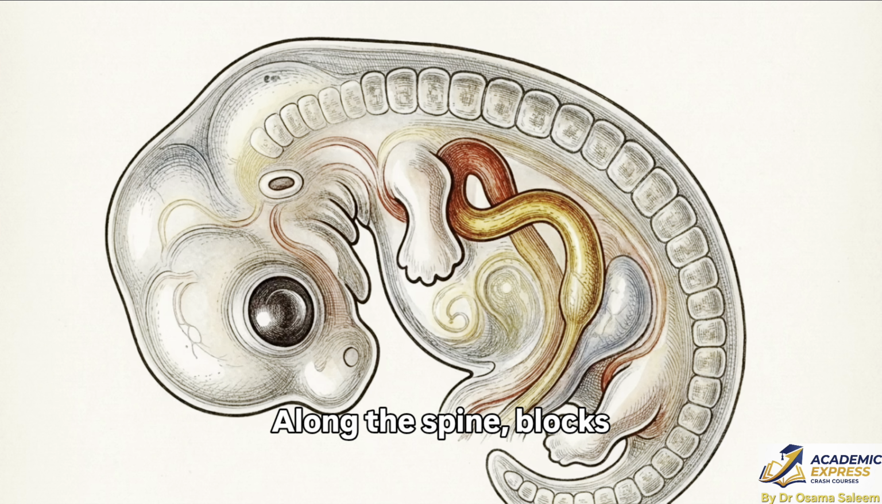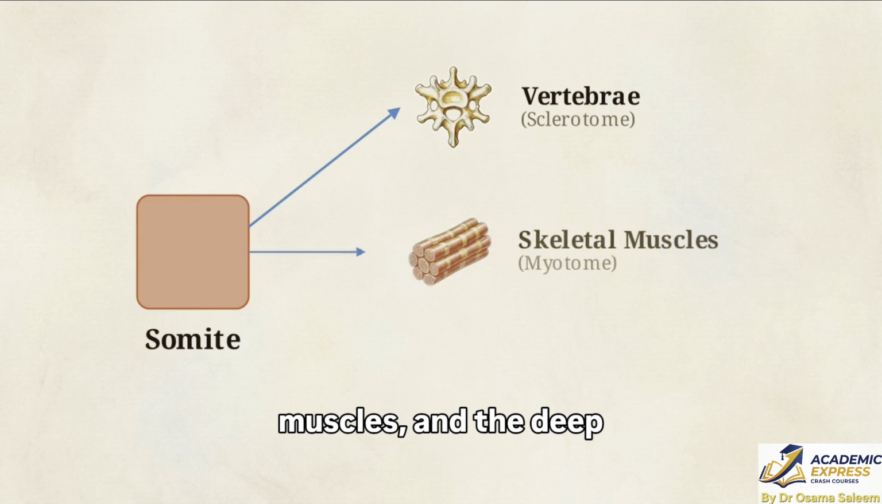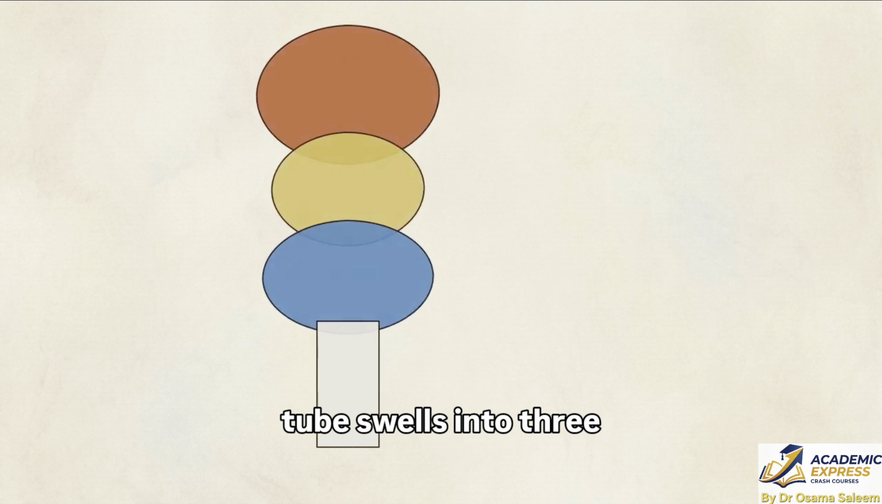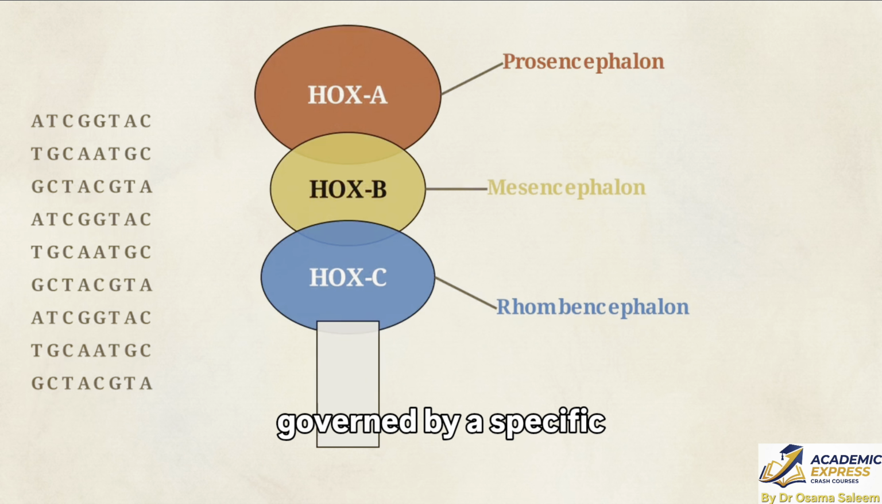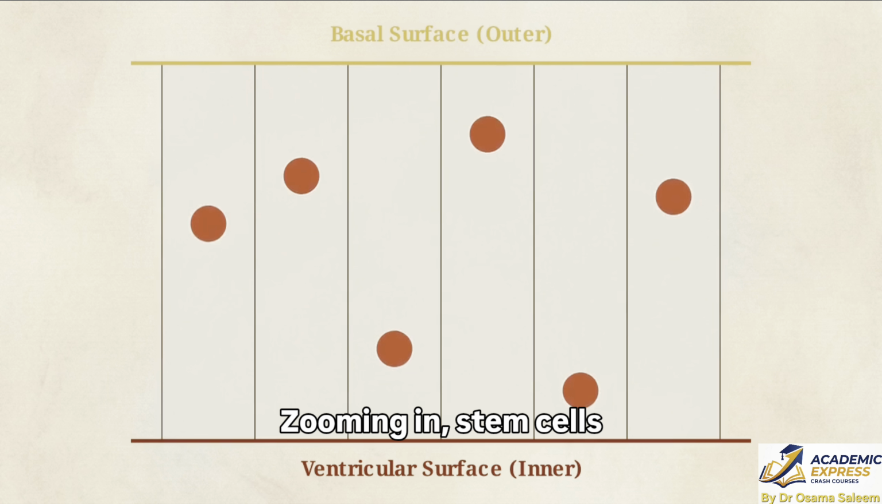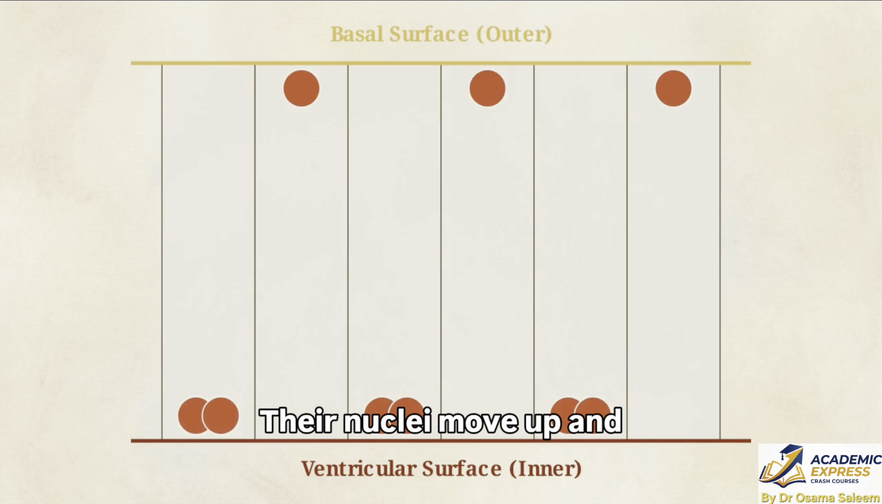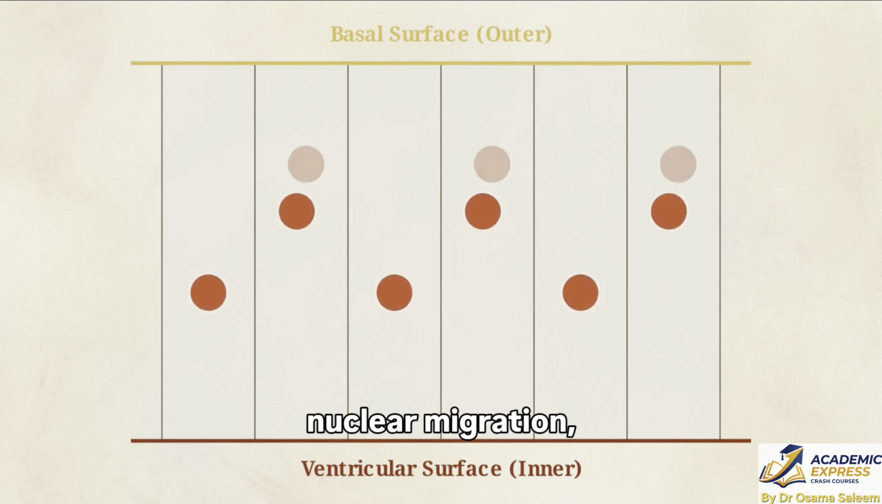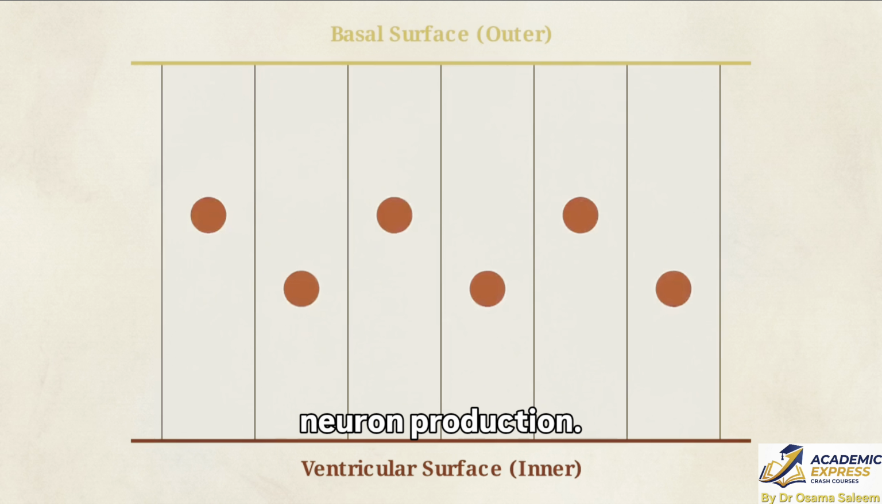Along the spine, blocks of tissue called somites appear. These segments are the precursors to the vertebrae, the skeletal muscles, and the deep layers of the skin. On day 6, the neural tube swells into 3 primary vesicles, governed by a specific Hox genetic code. Zooming in, stem cells divide rapidly. Their nuclei move up and down in interkinetic nuclear migration, driving high-density neuron production.